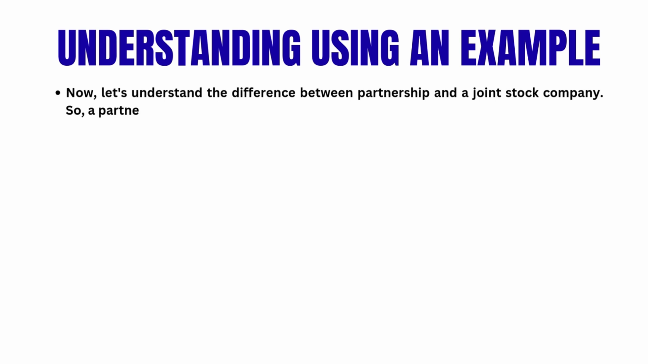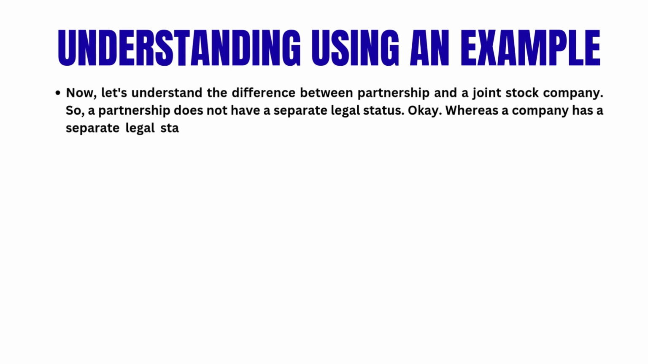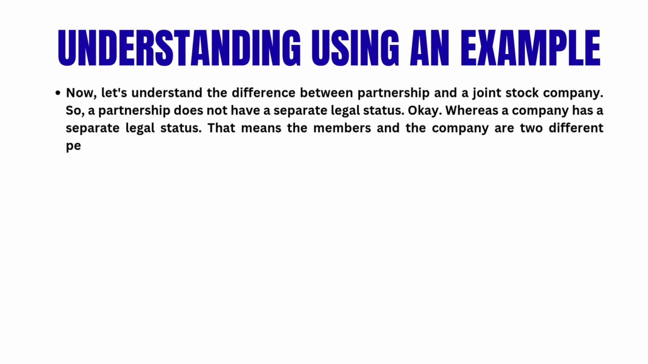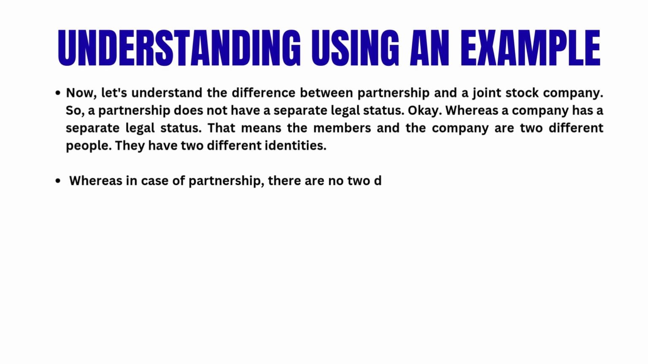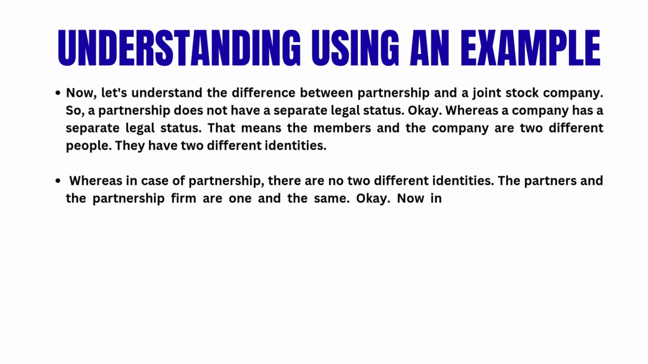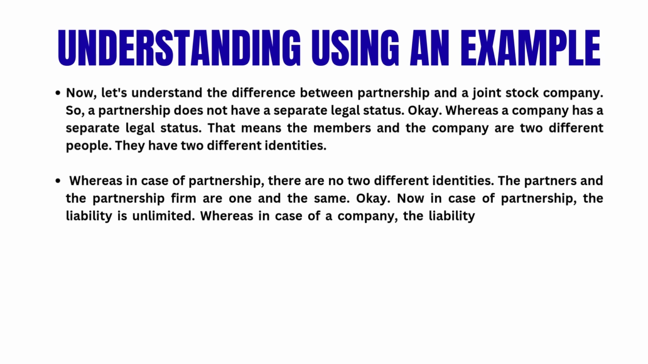A partnership does not have a separate legal status, whereas a company has a separate legal status. That means the members and the company are two different people, they have two different identities. Whereas in case of partnership, there are no two different identities. The partners and the partnership firm are one and the same. In partnership, the liability is unlimited, whereas in a company, the liability is limited.